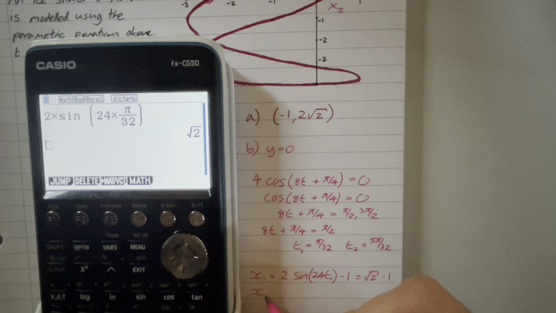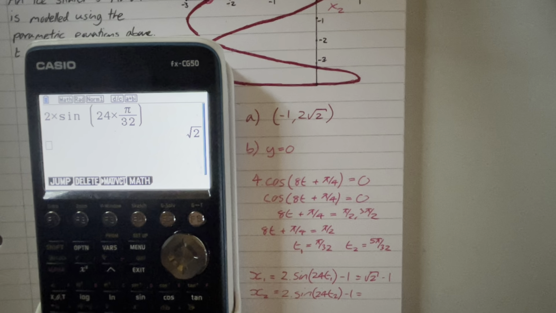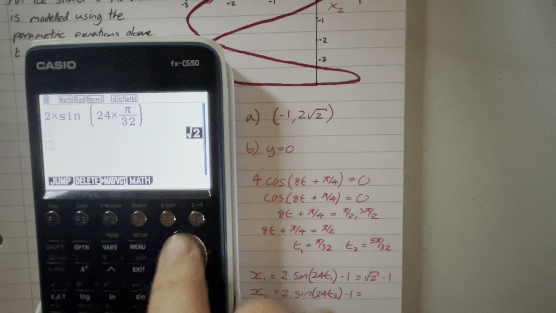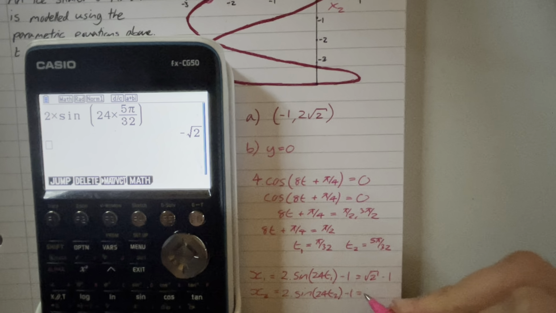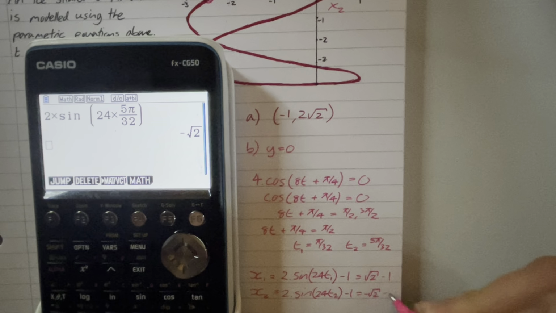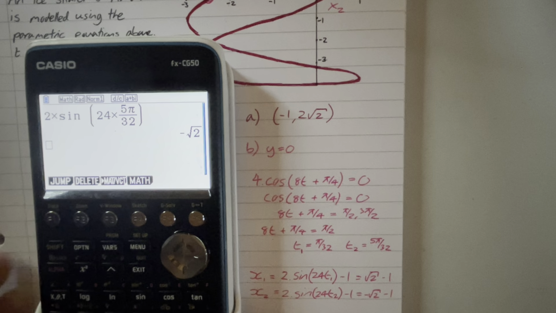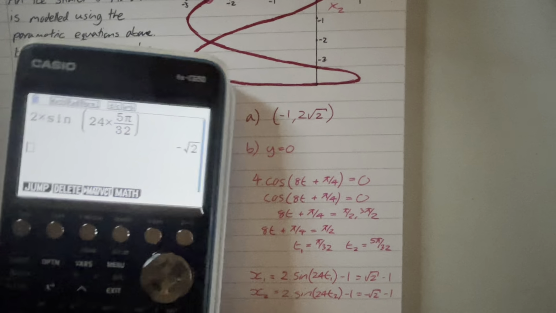And the other one is the same thing, but with t2 in it. So sine of 24 t2, and t2 was 5 pi on 32. And we get negative root 2. And don't forget, of course, to subtract the minus 1 again. Okay, so these are my 2 x coordinates.